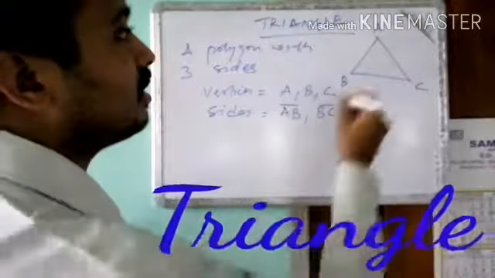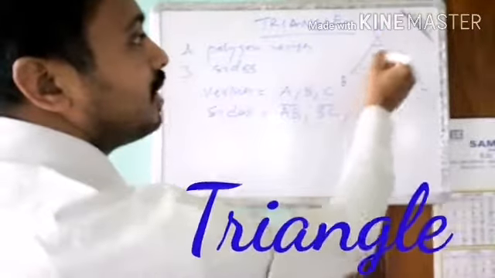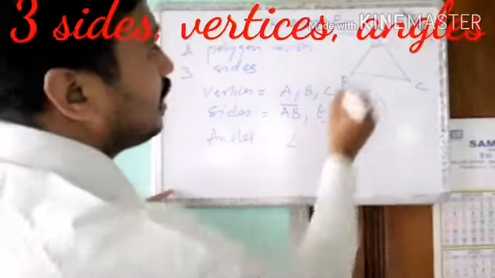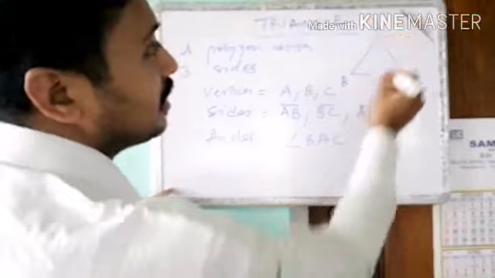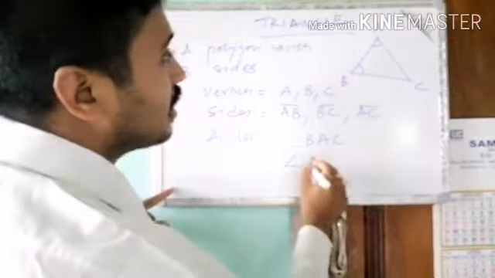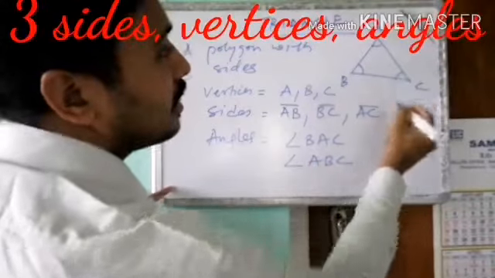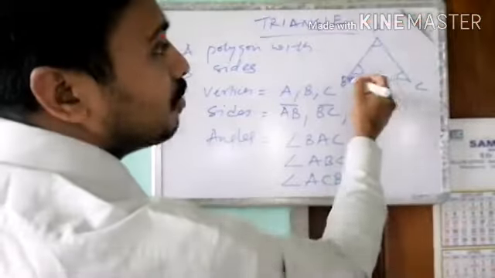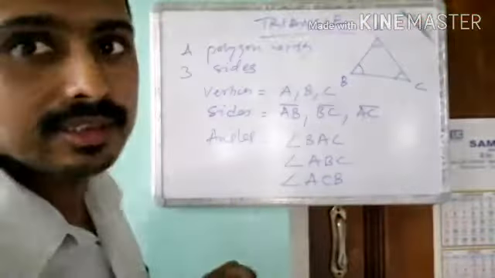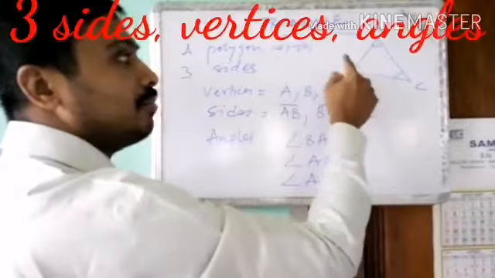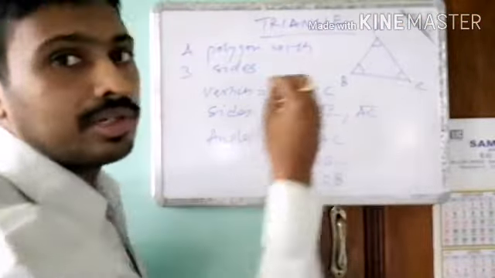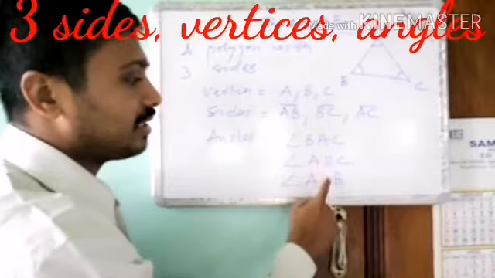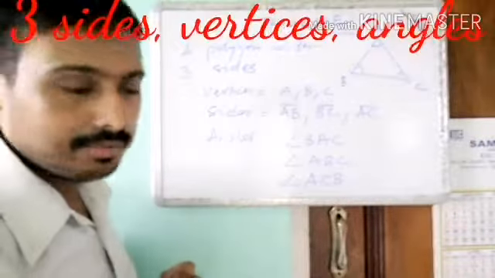And which is the angle? The area bounded by AB and AC. That is the angle. Angle A has to be written BAC. Angle B is written as ABC. Angle C is written as angle ACB. I can write ACB or BCA. There are two ways of writing. The angle which I am going to say, that letter should be in the middle, like angle A, angle B, angle C. That letter should come in the middle.